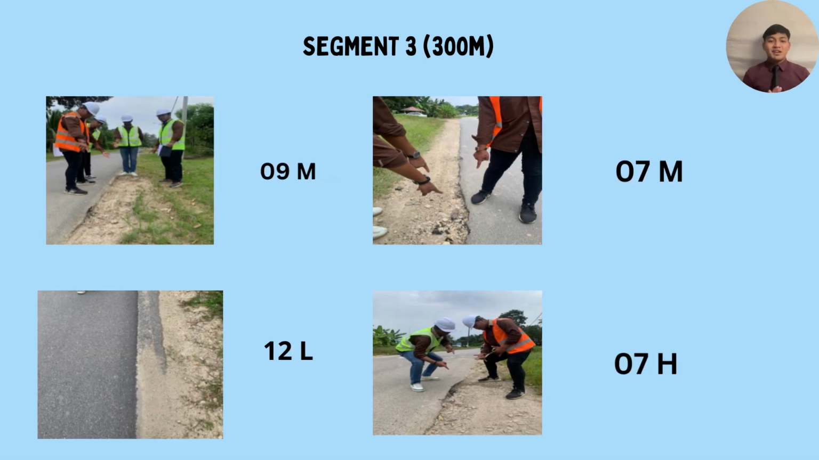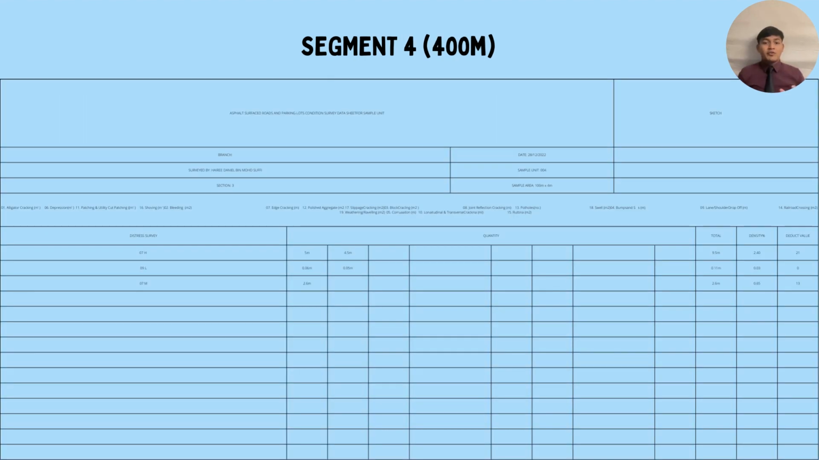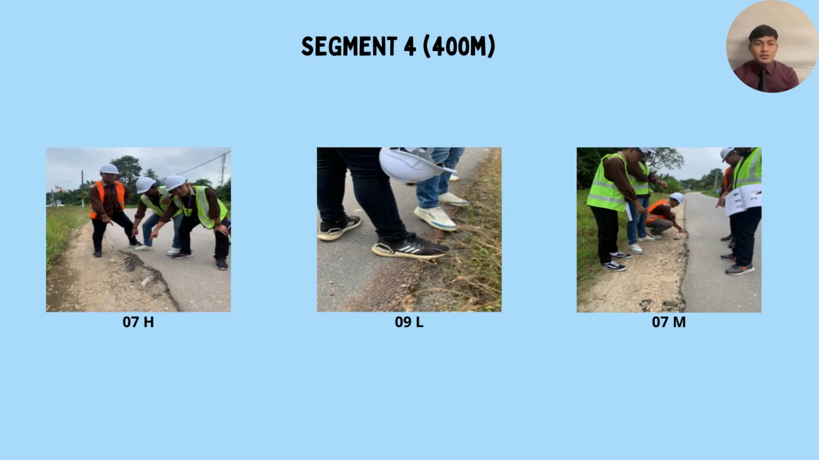The pictures on this slide show the damage found on the third 100 meter. On the fourth 100 meter road, there are 3 identified damages and 2 of them are the same. The same damage is edge cracking, which are respectively at high and moderate level. Lastly, the damage found on this road is lane or shoulder drop off, which is at a low level. The pictures on this slide show the damage found on the fourth 100 meter road.